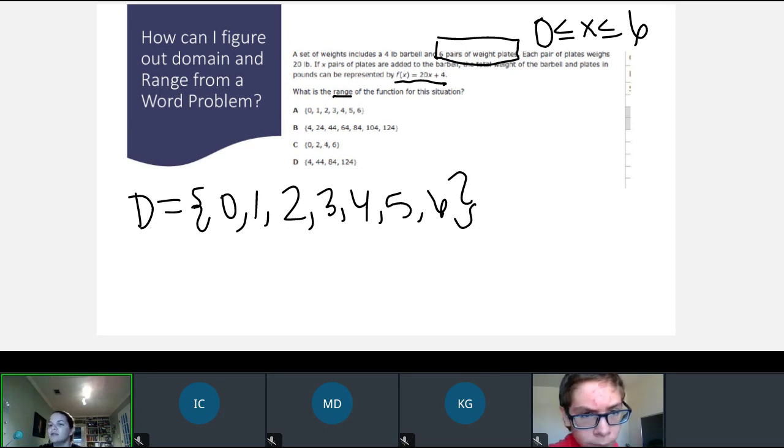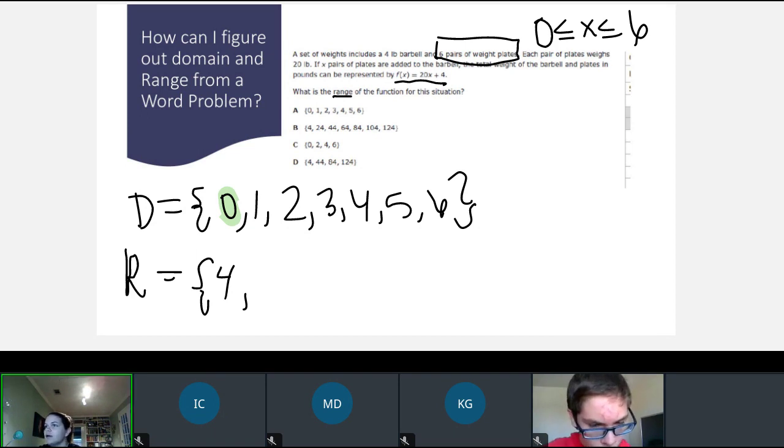So to find the range here, I'm going to plug in these numbers. So if I plug in 0, 20 times 0 is 0. 0 plus 4 is 4. Okay, then I plug in 1. So 20 times 1 is 20. 20 plus 4 is 24.